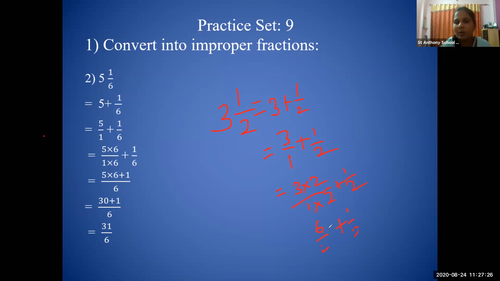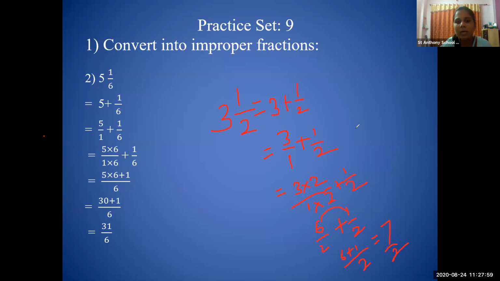Now 6 plus 1, here the denominator is 2, here also the denominator is 2. So here we'll write 2 as it is. Now 6 gets added to 1. 6 plus 1 means 6 plus 1. Now 6 plus 1 is what? 7/2. Understood, everyone? Understood? Please let me know in your chat box. It's 7/2. Good. Okay, good.